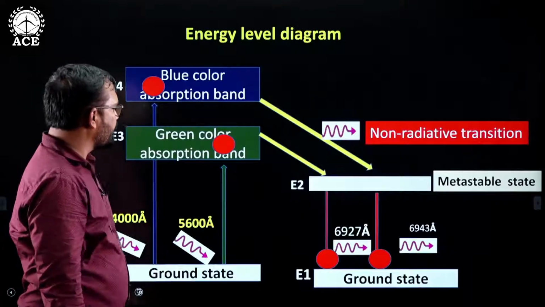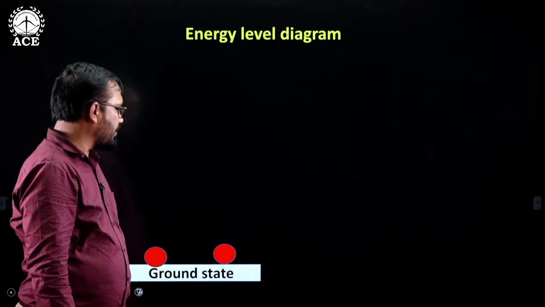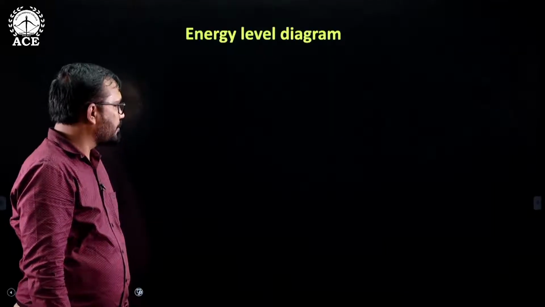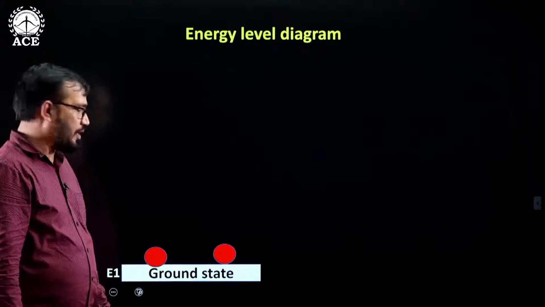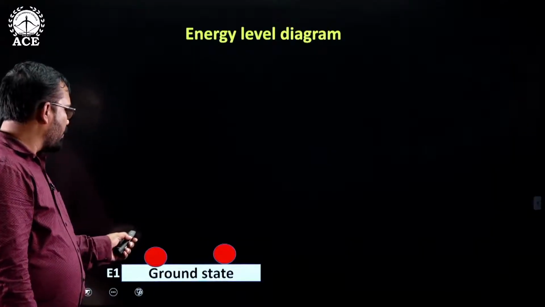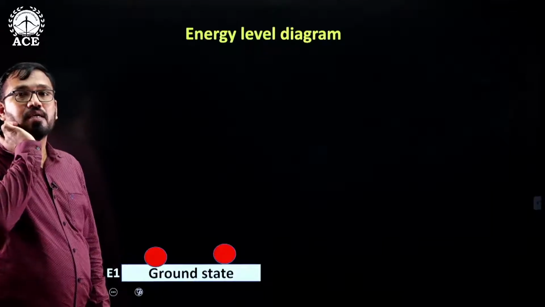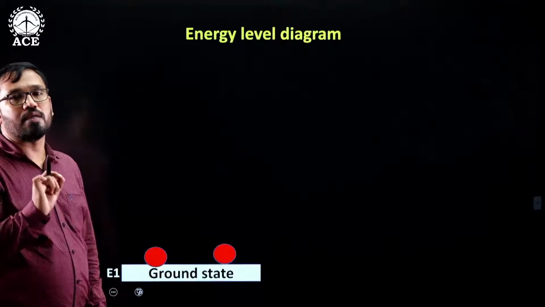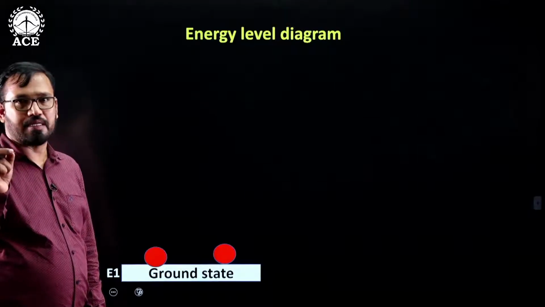See here, I repeat that animation one more time. There is a ground state having atoms. Now, what is the color that the xenon flash lamp is generating? Greenish blue color. Green color has more energy, blue color has lesser energy.